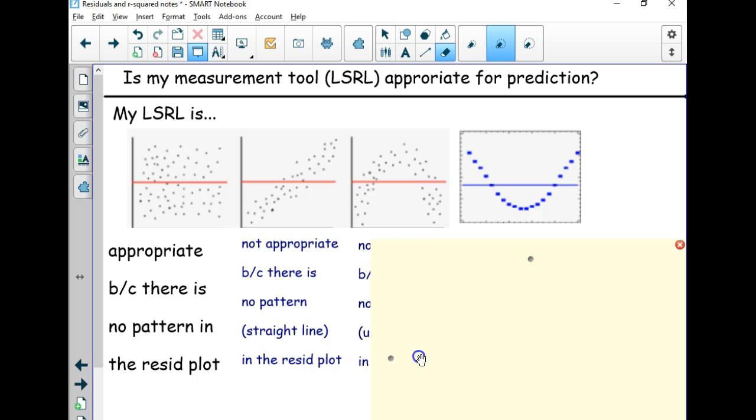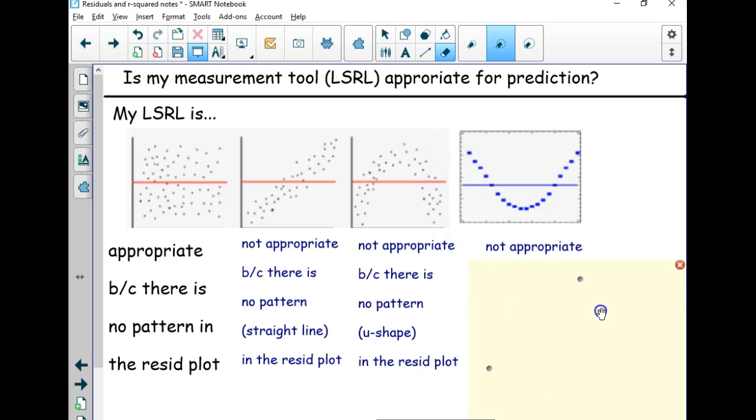Here, though, there is a pattern. It's a straight line, okay? So my least squares regression line is not appropriate. Again, here, it is not appropriate. I have a U shape. And again, here, it is not appropriate. I have a U shape.